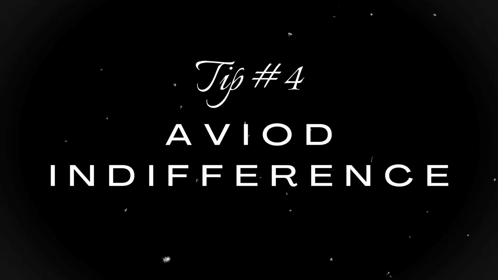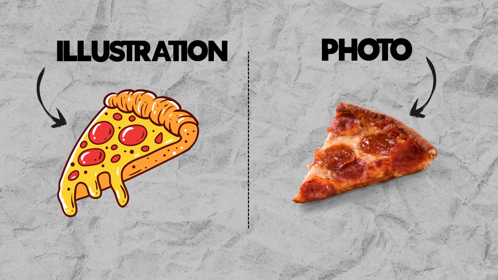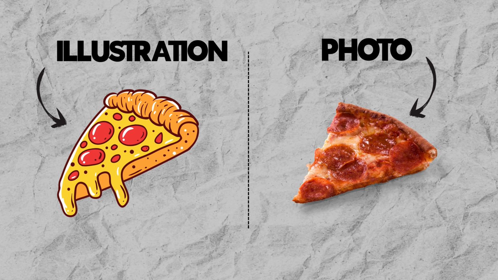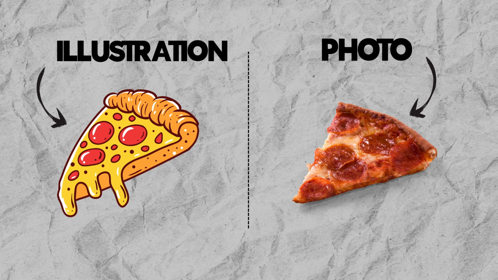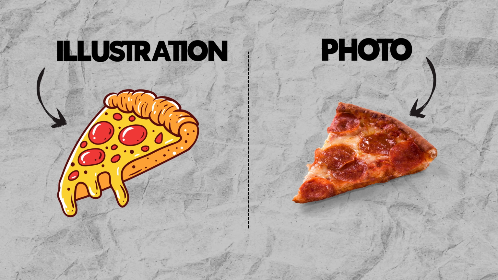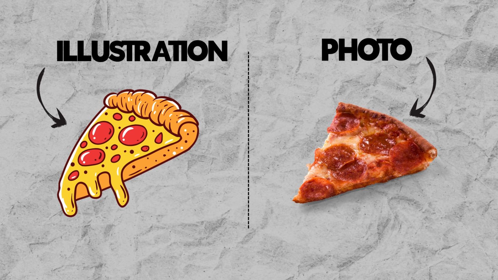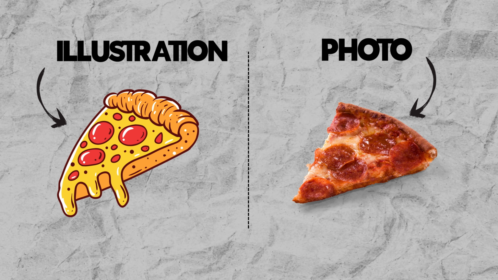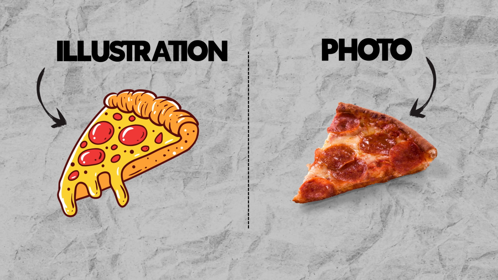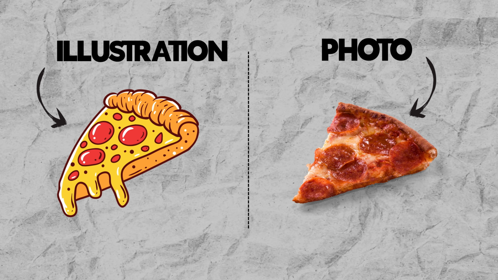Okay, my fourth and final tip. Avoid the indifferent type of images. What do I mean by indifferent type of images? Usually there's 2 types of images that you're going to create, especially with AI. You have on the right-hand side the real life style photos, and then on the left-hand side, you have these cartoonized comic book style images that clearly look like illustrations.